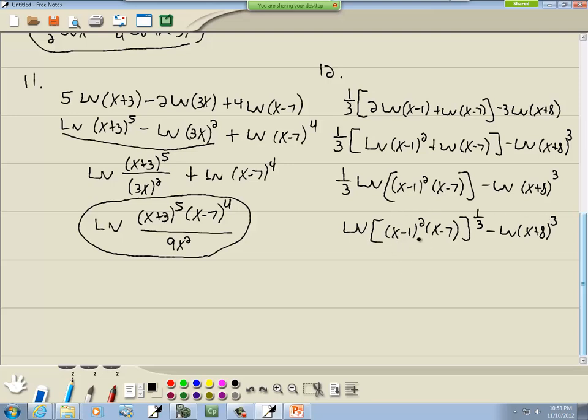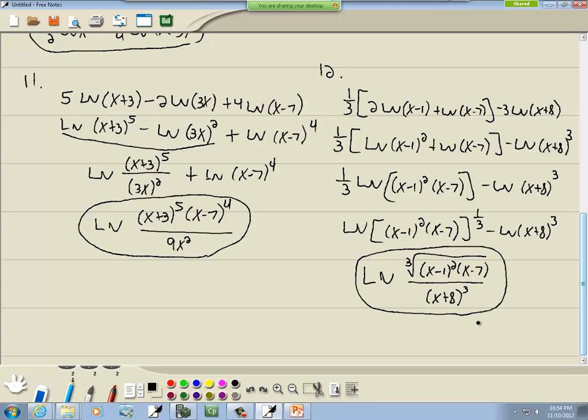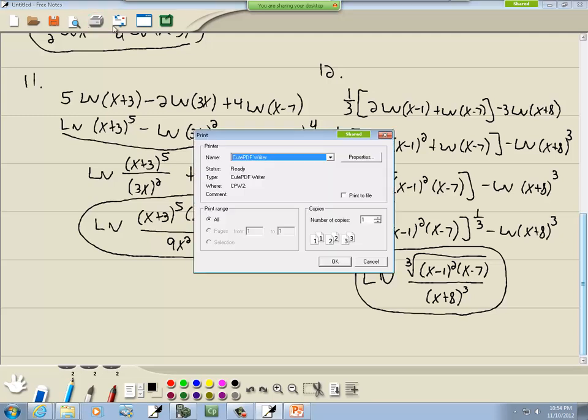Now, here we've got log of something minus log of something. Subtraction becomes division. And this is the 1/3 power, which is the same as the cube root, so I'll go ahead and put that into cube root form. So we've got the cube root of x minus 1 squared, x minus 7, all over x plus 8 to the third power. And that's our answer. And let me save this.